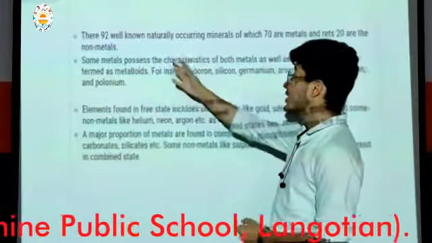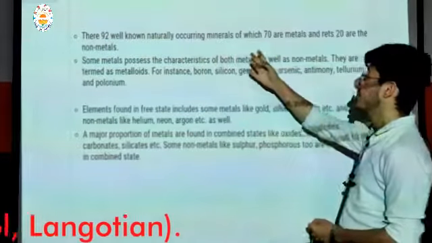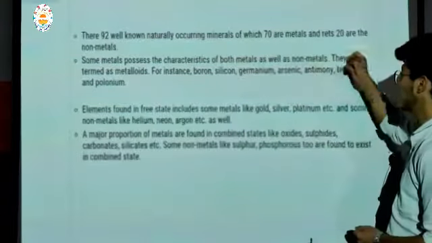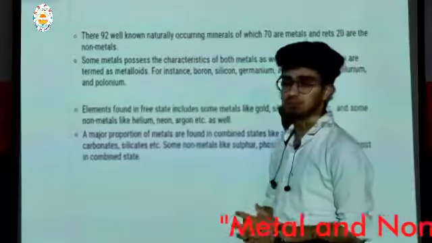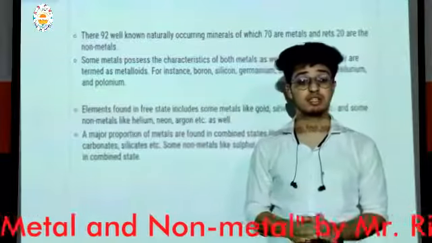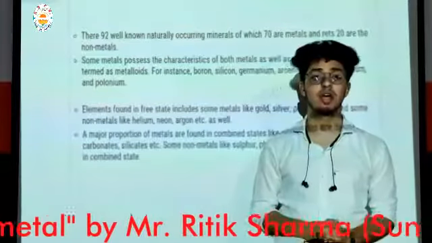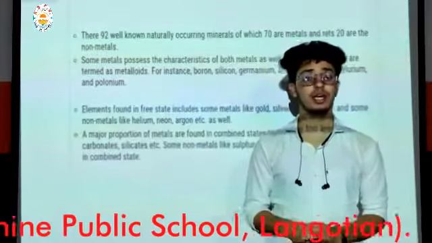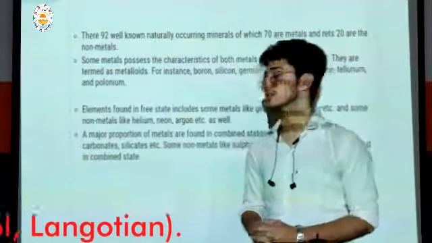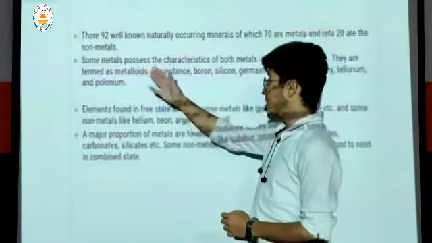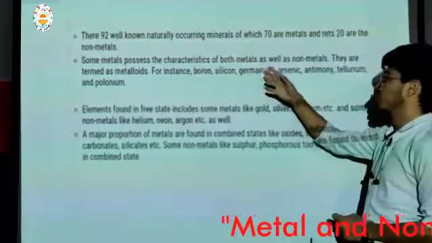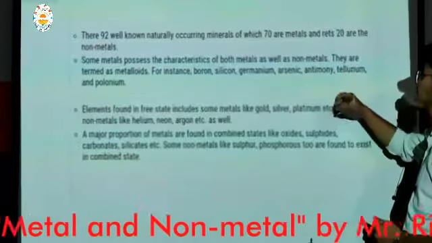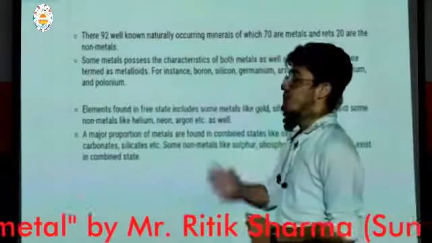There are 92 well-known naturally occurring minerals, out of which 70 are metals and the rest 20 are non-metals. Some metals possess the characteristics of both metals as well as non-metals. They are termed as metalloids.